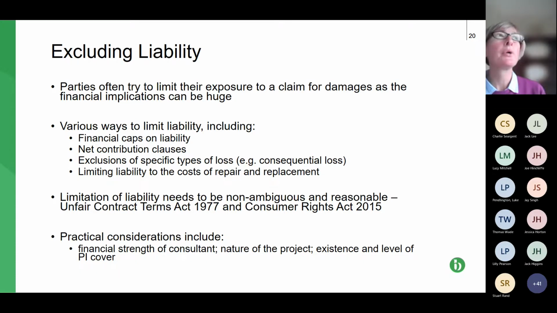If, for example, you include some nice clauses to limit your liability in your tender, and then you sign up to a contract and those clauses haven't been included, then as a general rule, you will not have capped or excluded your liability at all.